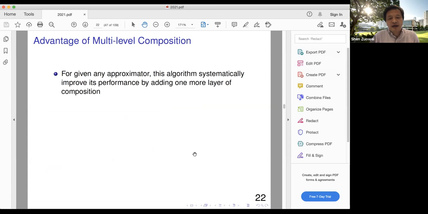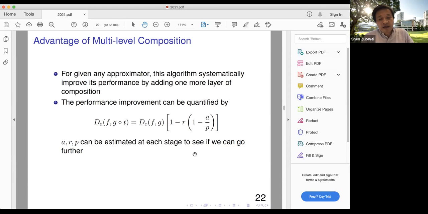People will always ask the question, when do we stop? You kind of go on forever. Here we have a criterion to stop. This is the error for the j plus one step, this is the error for the j step. So the error of the j plus one step is equal to the error of the j step multiplied by this number. You don't need to worry about all these numbers, we have in the paper an exact mathematical definition for them. Furthermore, they can all be estimated at each stage. If you can do that, then life becomes much simpler. You have these three numbers. If this magic number is smaller than one, that means you can continue.